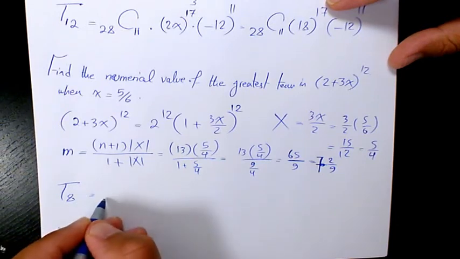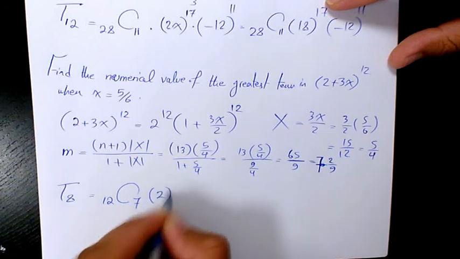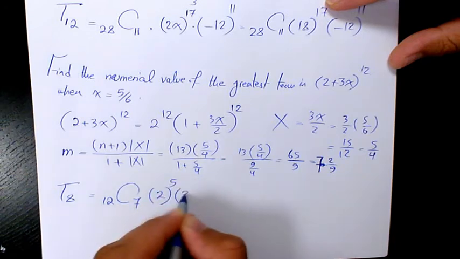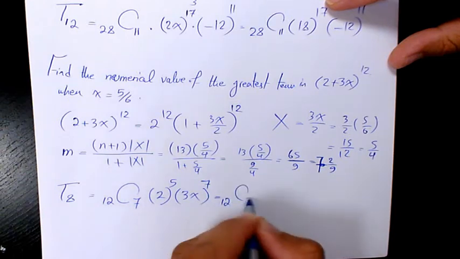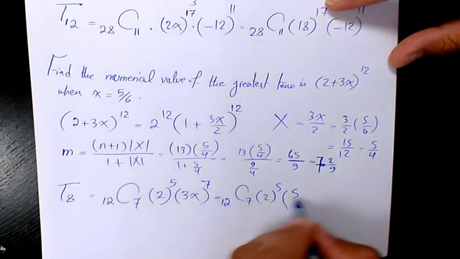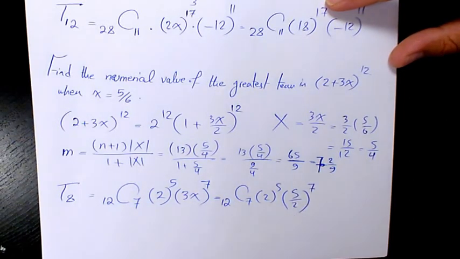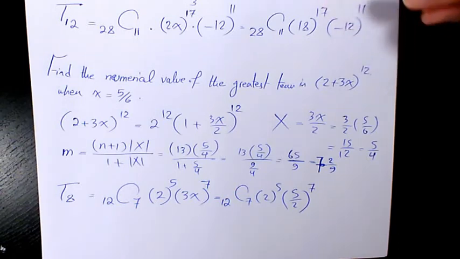T8 is 12C7 times 2 to the power of 5 times (3x) to the power of 7. So 12C7, 2 to the power of 5, 3 times 5 over 6, so 15 over 6. That's going to be 5 over 2, to the power of 7. So that's going to be the numerically greatest term.